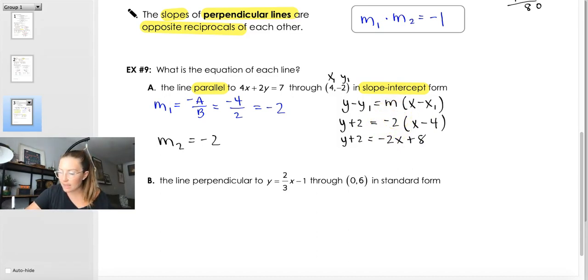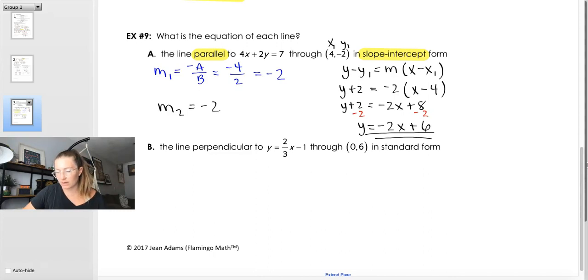And then last step, we're going to subtract that 2 over. So we get y equals -2x plus 6. This would be my slope-intercept form of the line parallel to 4x plus 2y equals 7 going through the point (4, -2).